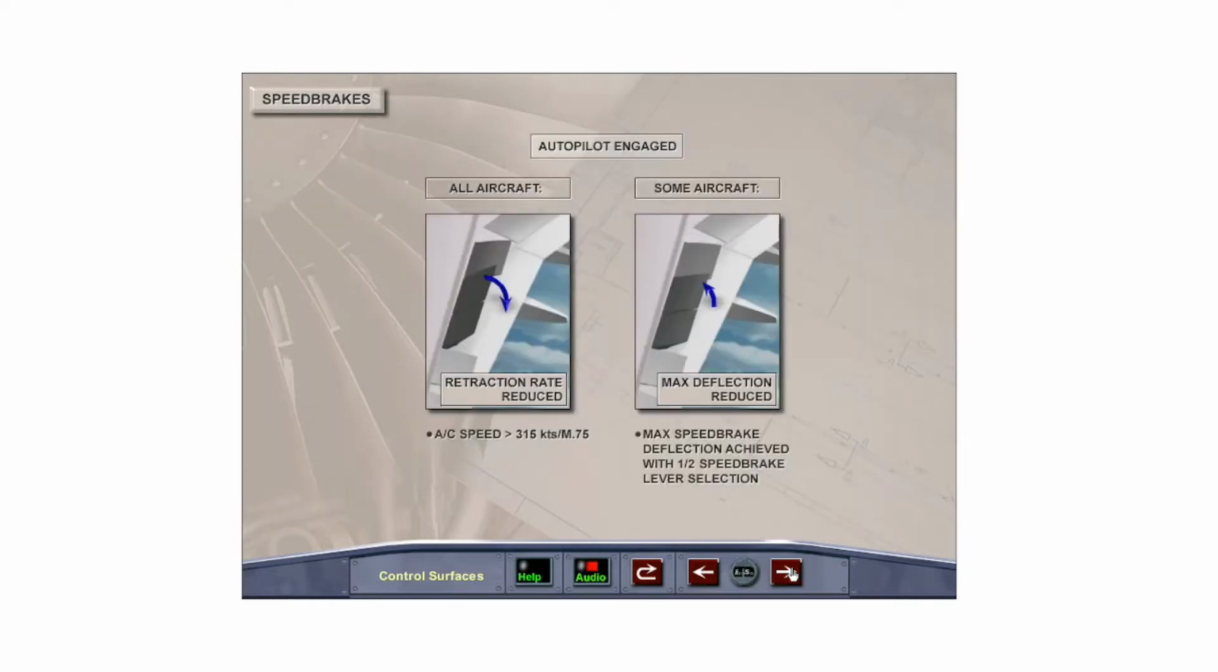When the aircraft is flying faster than 315 knots, or Mach 0.75, and the autopilot is engaged, the speed brake retraction rate is reduced. It takes from about 25 seconds to 50 seconds for the speed brakes to retract, depending on aircraft modifications. On some aircraft, again depending on aircraft modification, when the autopilot is engaged, max speed brake panel deflection is reduced and is achieved with half speed brake lever selection.